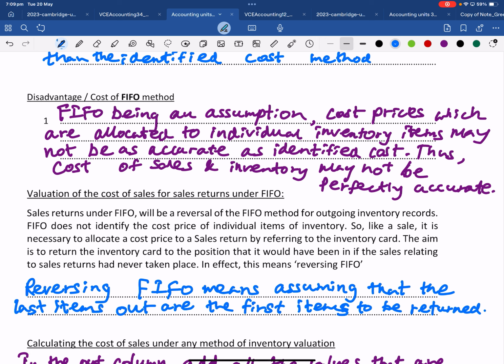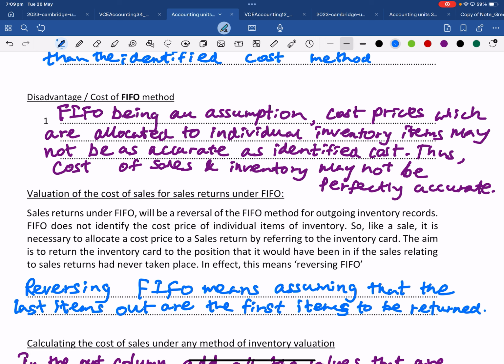The only thing is, FIFO, remember, it's an assumption, right? What's the assumption we made in FIFO? The inventory that comes first to the store is assumed to be sold first. Remember the example I gave you with the markers? Whatever inventory is coming first is assumed to be picked by the customers first. It is an assumption only.